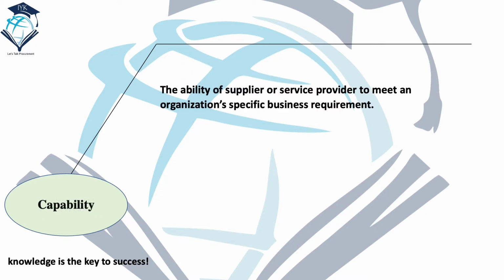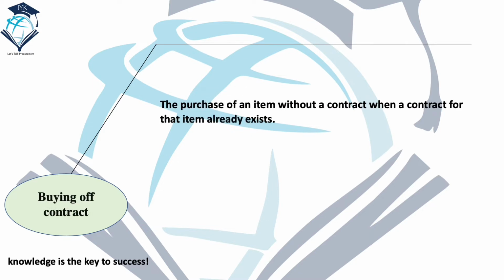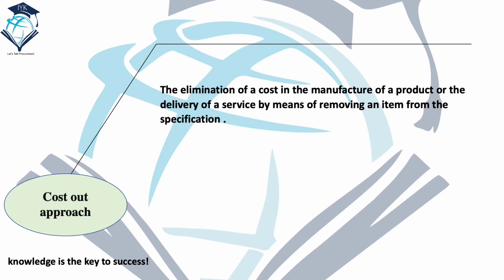Capability. The ability of a supplier or service provider to meet an organization's specific business requirement is known as the capability of the business. Buying off contract. The purchase of any item without a contract when a contract for the item already exists is known as buying off contract. Cost out approach. The elimination of a cost in the manufacturing of the product or delivering of the services by means of removing any item from the specification.